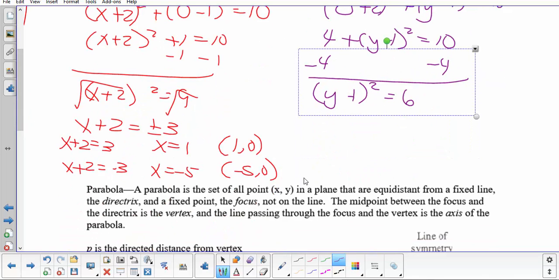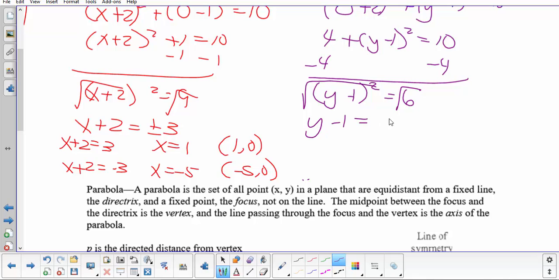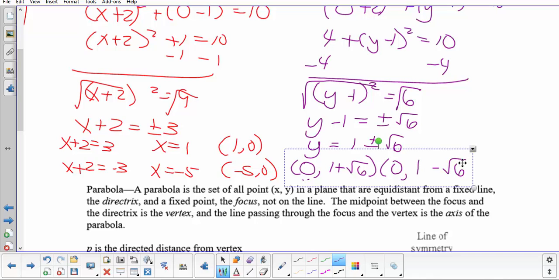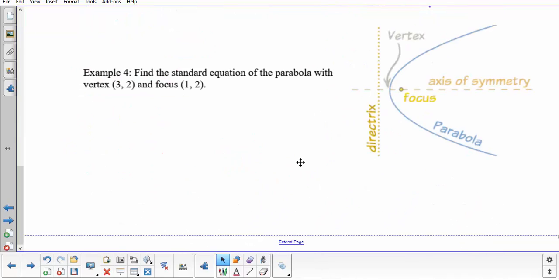At this point, we are going to take the square root of each side. So we get y - 1 equals plus or minus the square root of 6. So y equals 1 plus or minus root 6. We should probably rewrite these as ordered pairs, which would be (0, 1 + root 6) and (0, 1 - root 6). So there are our x and y intercepts.